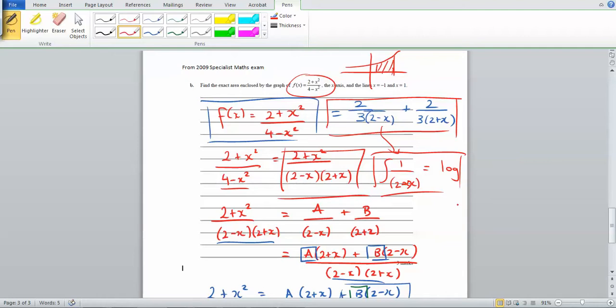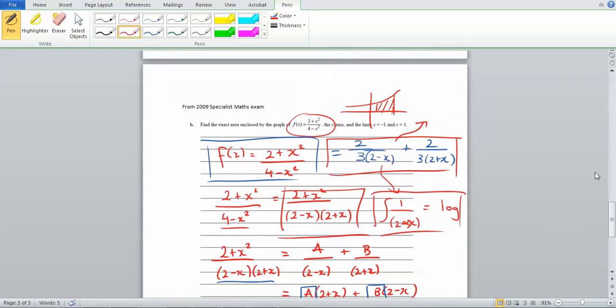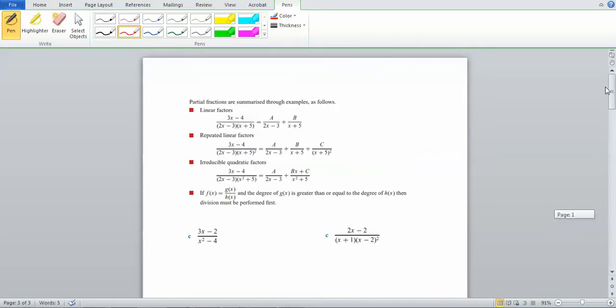The whole process I want you to know is partial fractions. It is very important for next year, and you will be doing a fair bit of it. Pretty much every exam has a question where you need to use partial fractions as your first step. So let's have a look at some different categories of partial fractions.